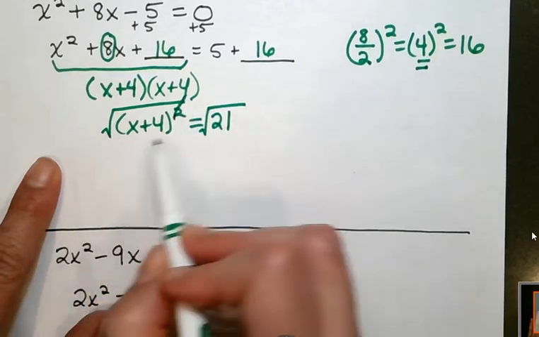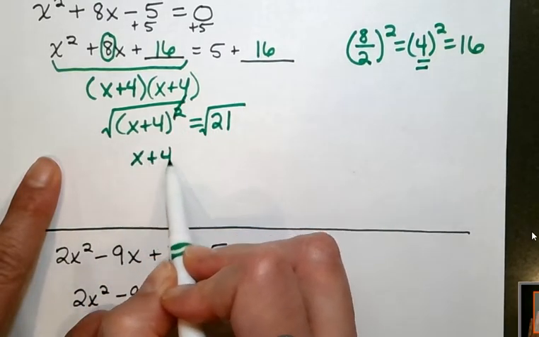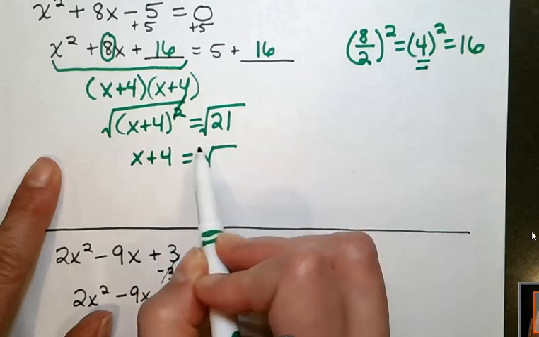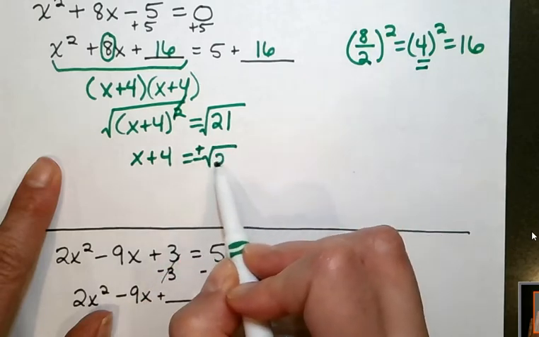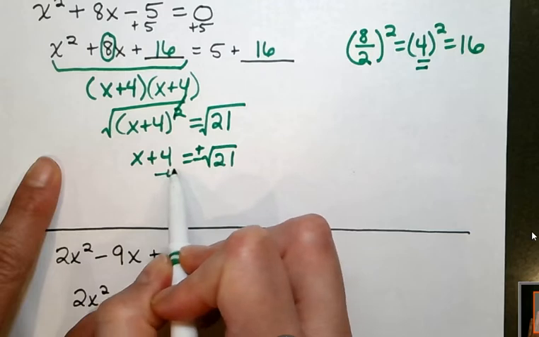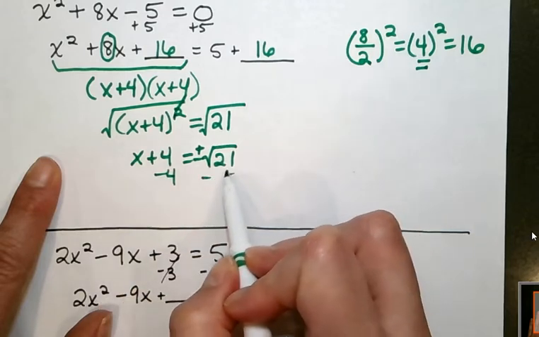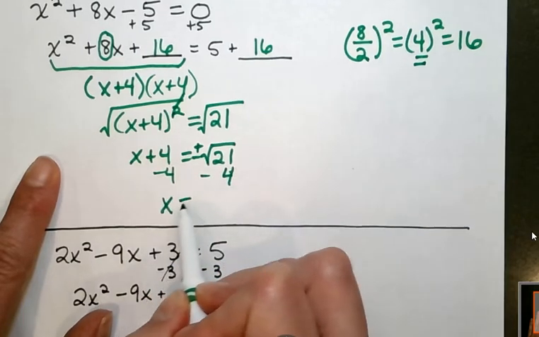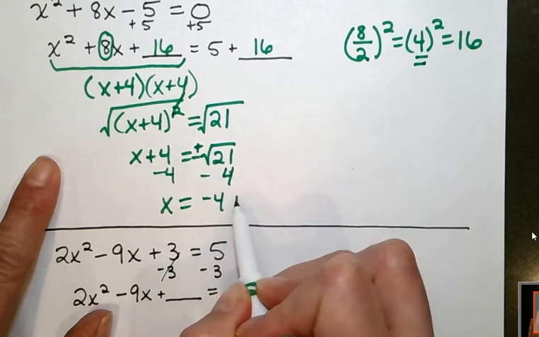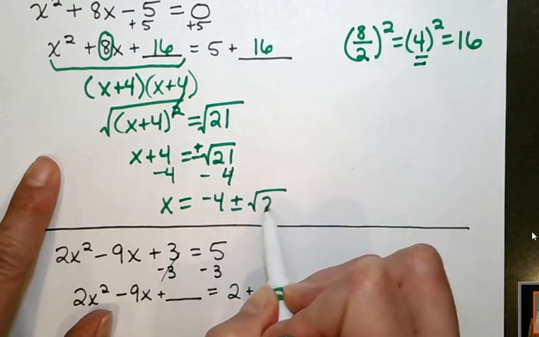The square root will cancel the square, leaving us with x plus 4 equals plus or minus the square root of 21. Then we're going to subtract 4 from each side. Okay, so our final answer will be negative 4 plus or minus the square root of 21.